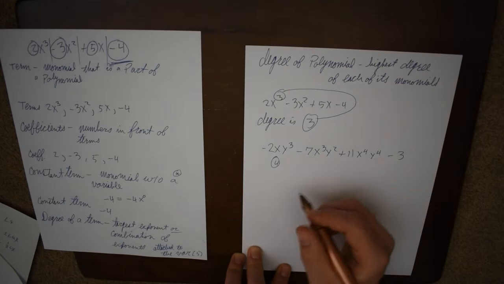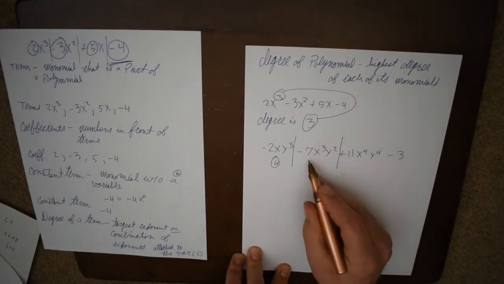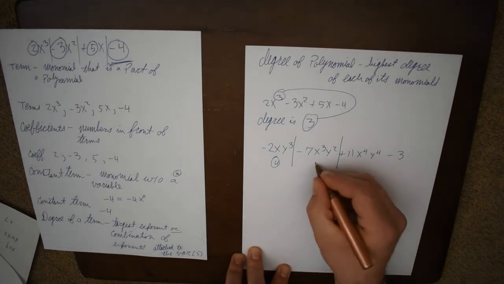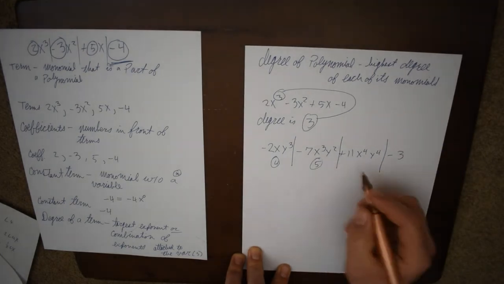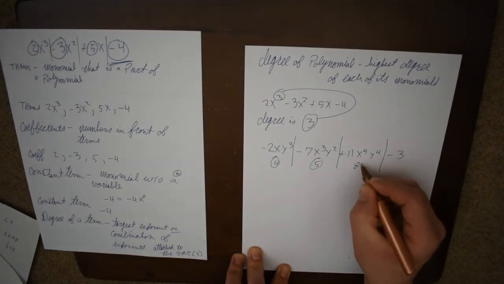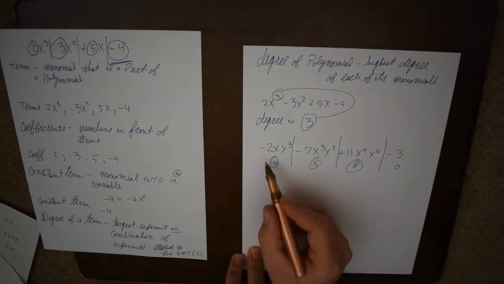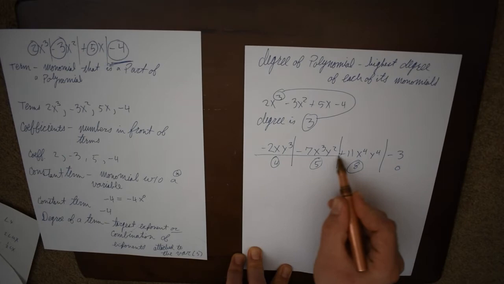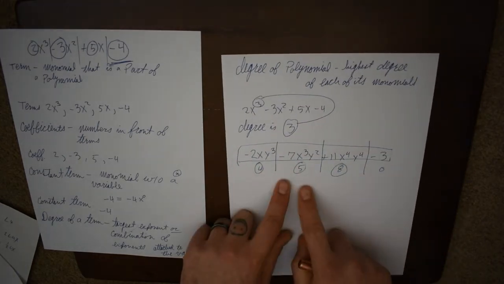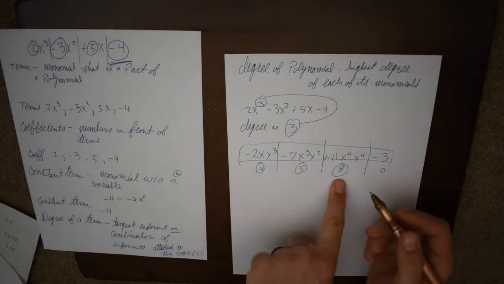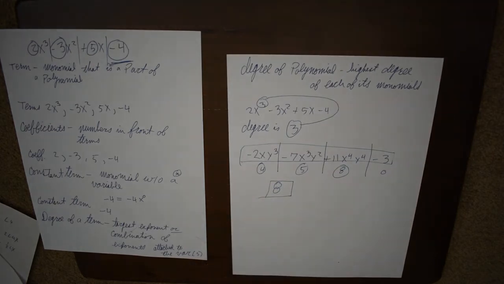Terms are separated by addition or subtraction, so that's one of our terms. Here's another term. The degree of this term is 3 plus 2, which is 5. Here's another term. The degree of this term is 4 plus 4, which is 8. The degree of this term is 0. So the degree of this polynomial is the largest out of the degrees of its terms, which is 8. So the degree of that polynomial is 8.